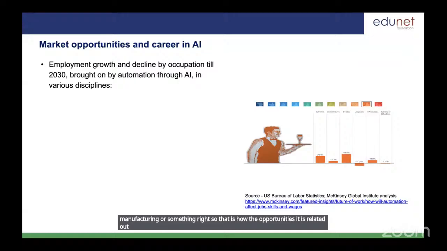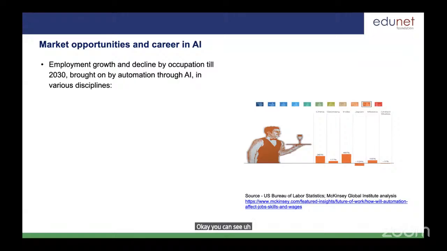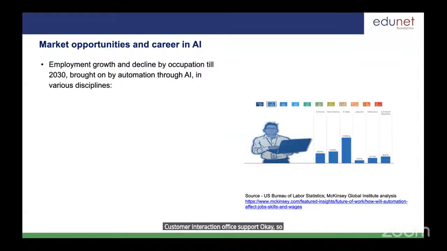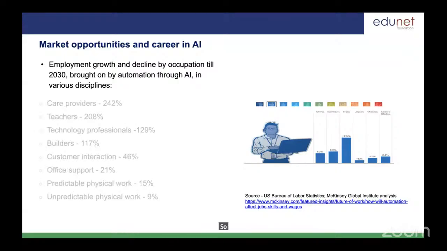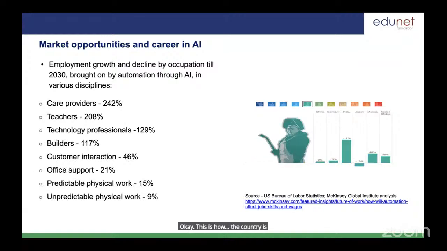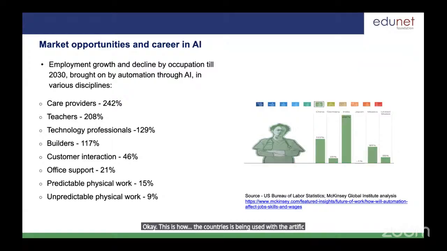Okay, you can see teachers, care providers, builders, customer interaction, office support. So these are going at a higher rate. If you take India, teachers are going 208%. Okay, so this is how the country is being used with artificial intelligence. Okay, any doubts still here, students?